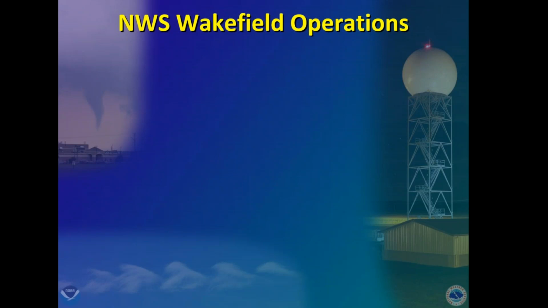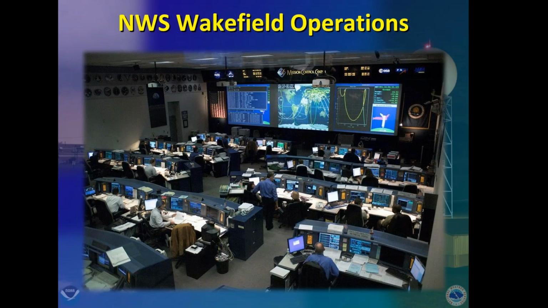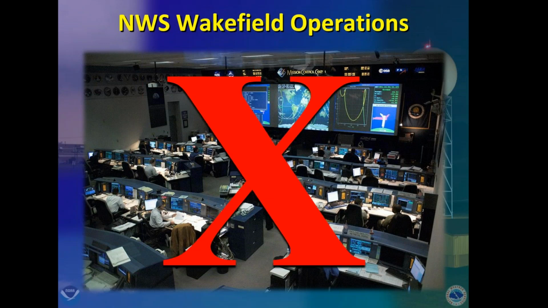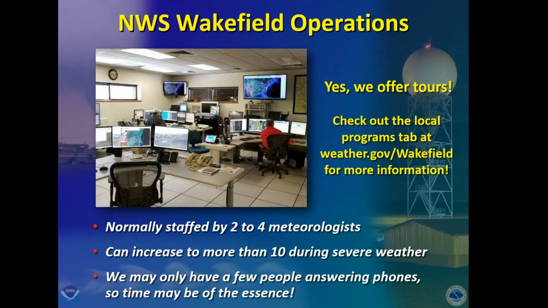So folks think of our operations area, and they tend to think we have this big, expansive operations area with a bunch of folks hanging around and lots of folks working on the weather and lots of extra resources. And yeah, no, that's not the case at all. What we do have is a team of 2 to 4 meteorologists. We can get up to 10 at a time in some rare instances. But in most cases, we're only going to have a handful of folks answering the phones. So time is going to be of the essence.